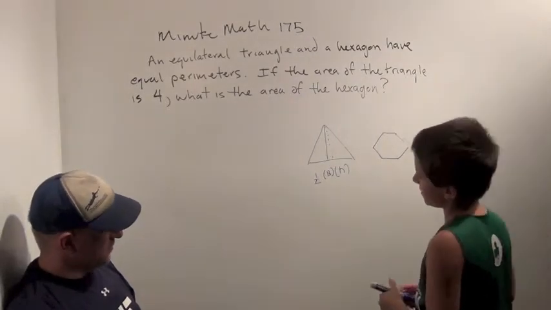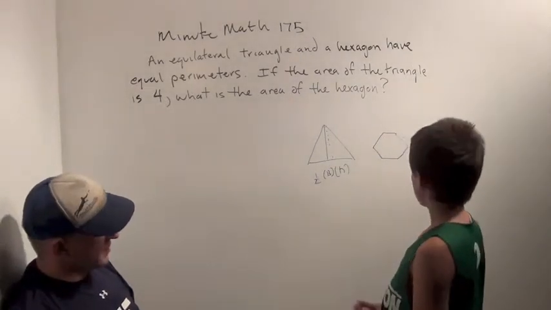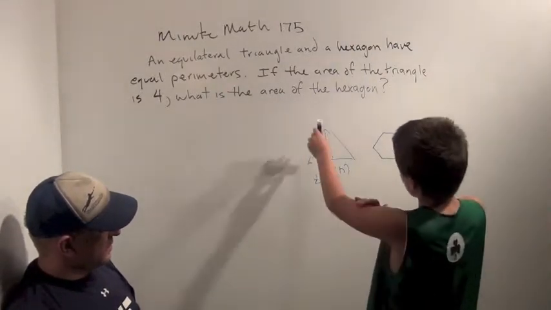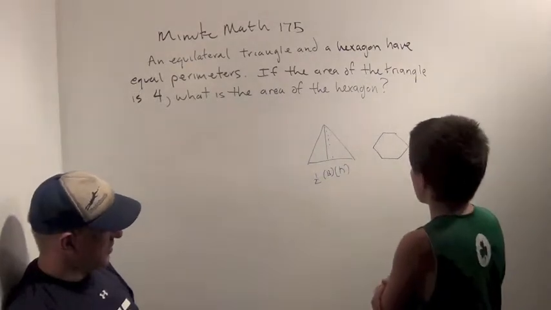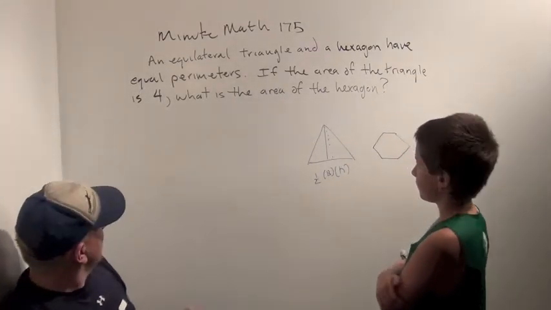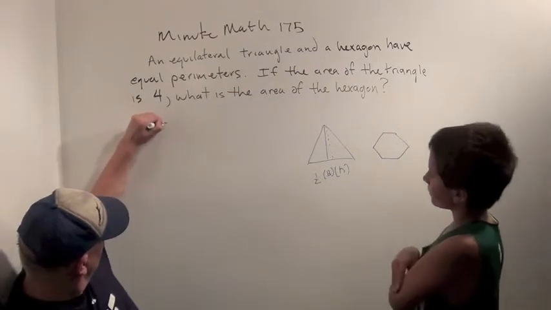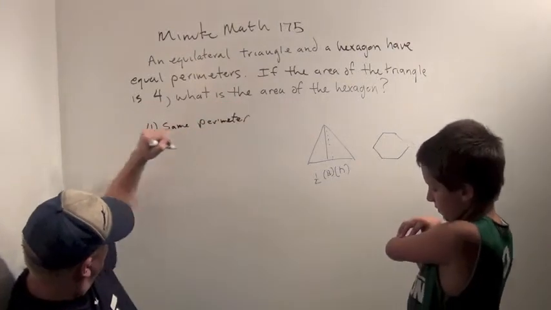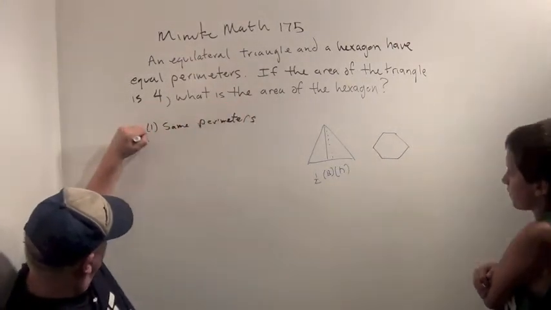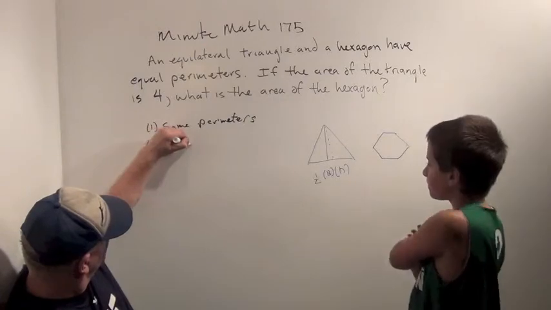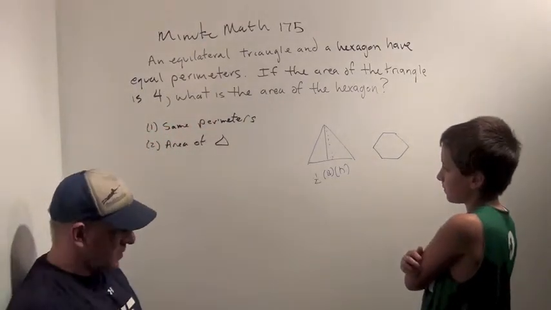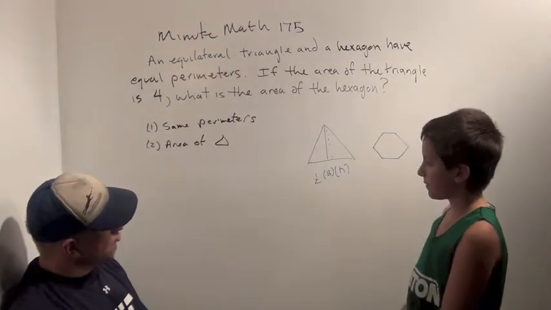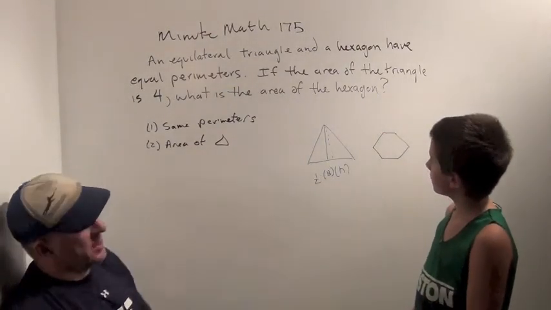How does that help us? You're absolutely right, the first step is going to be to draw a picture. We know they have the same perimeters, and we know the area of the triangle. Very good, but we need to figure out what the perimeter actually is. All we need to do is figure out the area of the hexagon, actually.